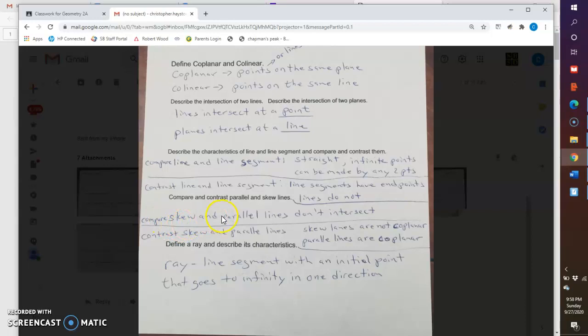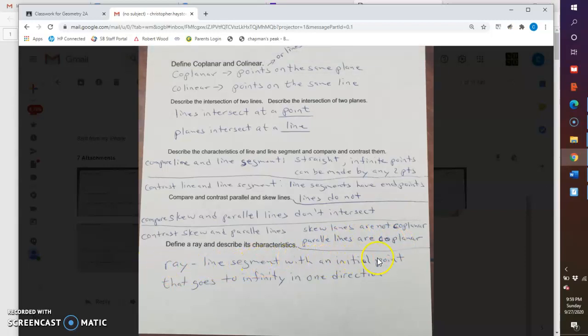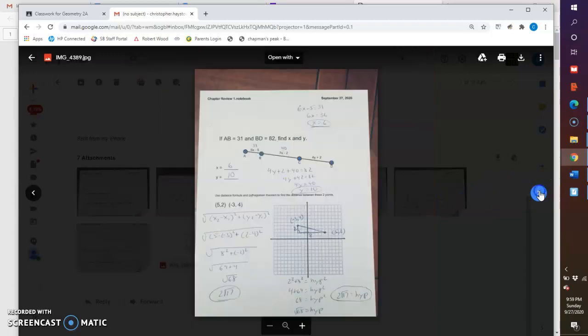Compare and contrast skew lines. The compare, neither one of them intersects. Skew and parallel lines both don't intersect. But their contrast, or where there's differences, are skew lines are not on the same plane, where parallel lines are coplanar. Finally, a ray is a line segment with an initial point that goes to infinity in one direction. So those are some definitions you should know for the test.